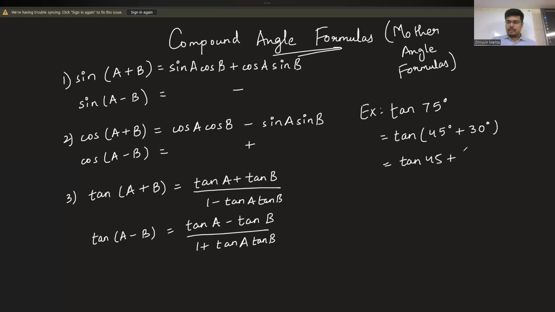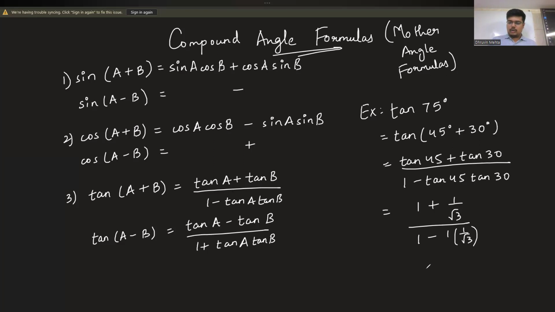So this will be tan 45 plus tan 30 upon 1 minus tan 45 into tan 30. Now tan 45 is 1, tan 30 is 1 by root 3. So this is 1 plus 1 upon root 3 upon 1 minus 1 into 1 upon root 3. बाकी इसमें LCM ले लेंगे, so we'll have root 3 plus 1 upon root 3 minus 1.